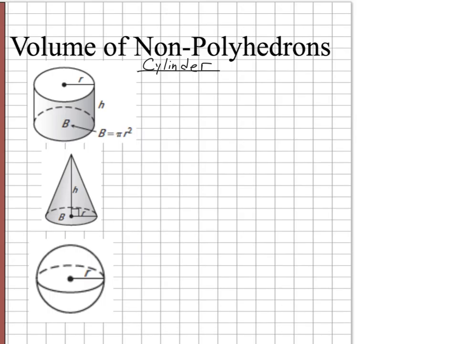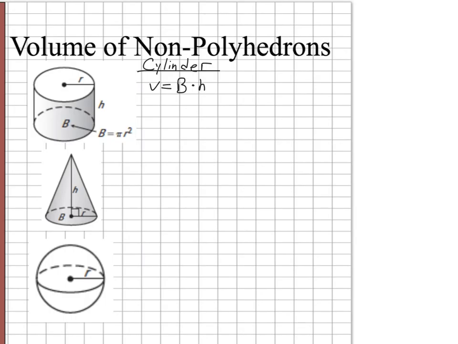Okay, first one I'm going to do is a cylinder. The volume of a cylinder is, again, area of the base times height. That's our general formula for volume of a cylinder.